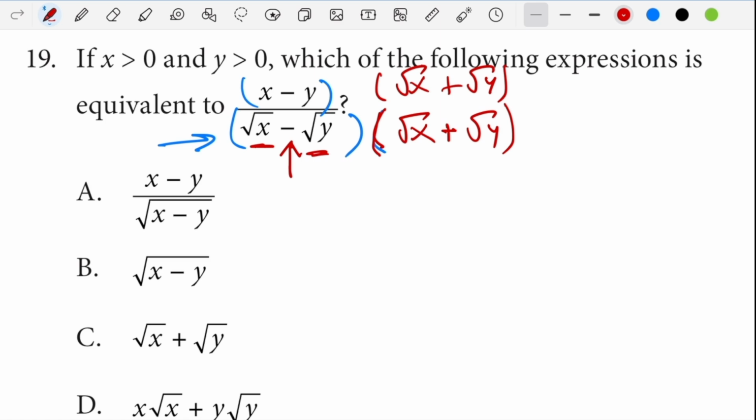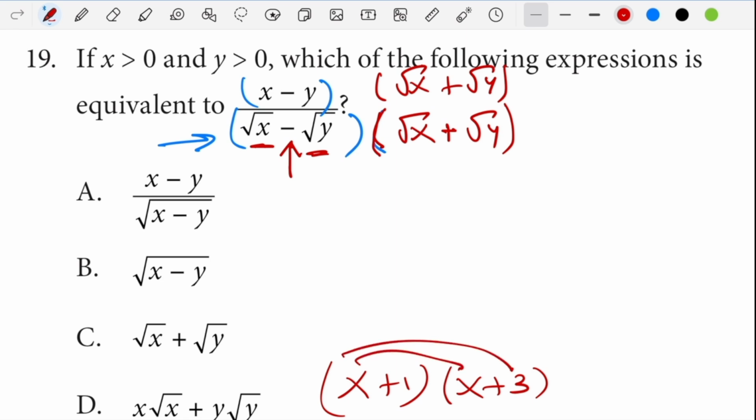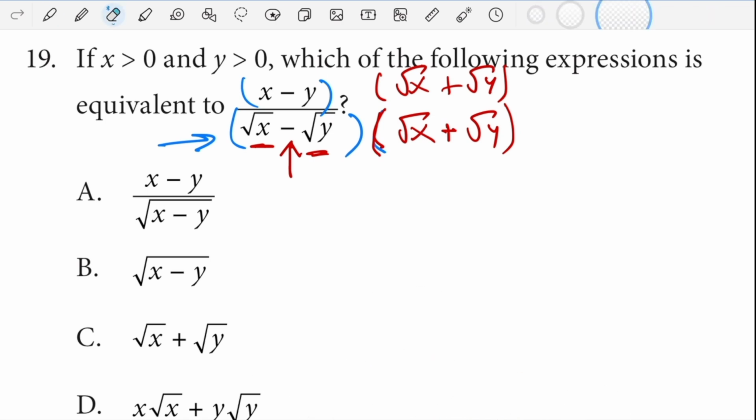So first, let's multiply the denominator. Let's multiply this. FOIL, same thing that you multiply two polynomials, like when you do, I don't know, x plus 1 times x plus 3, guys. Same thing. First times first, times the second, times that, times that. That's called FOIL, right? First, outer, inner, last. We're going to do the same process here. Let's go one step at a time.